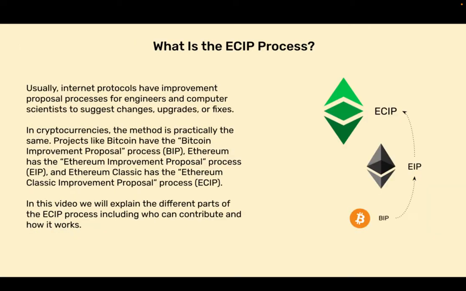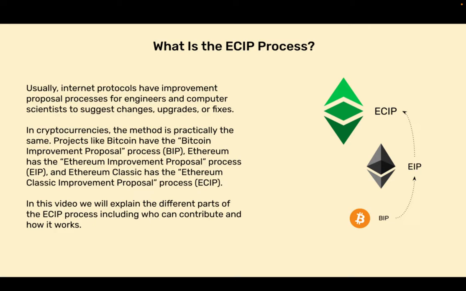What is the ECIP process? Usually, internet protocols have improvement proposal processes for engineers and computer scientists to suggest changes, upgrades, or fixes. In cryptocurrencies, the method is practically the same. Projects like Bitcoin have the Bitcoin Improvement Proposal Process, or BIP process.